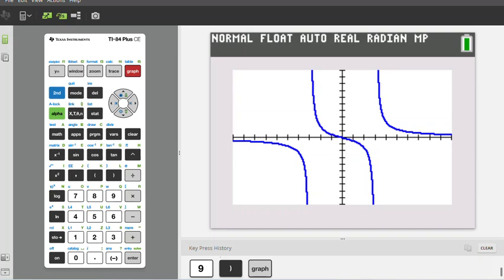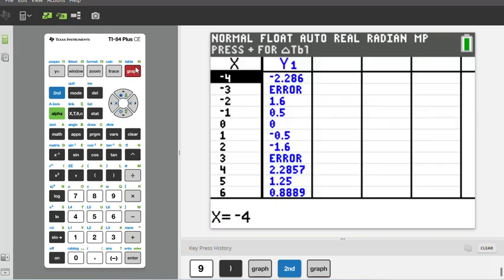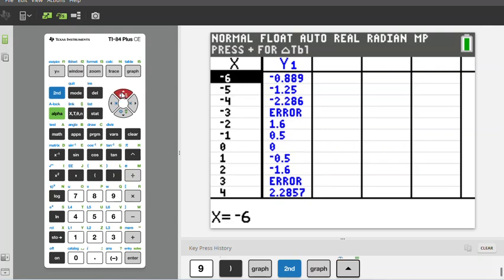Okay. All right, so I'm going to get my table of values now. I'm going to press second table and see if I get what you got. You have to go back to -5. So -1.25, -2.3, 0.5, 0, -0.5, 2.3, and 1.25.